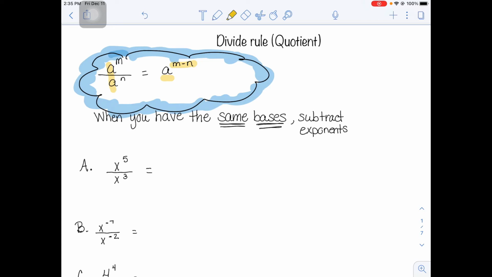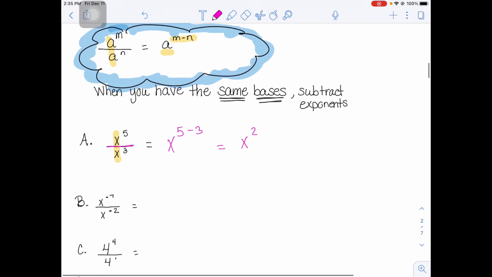So we have the same base here of x, so we're going to keep our x. And then it's 5 minus, think of this as a big minus, minus 3, so we get x to the second. Now let's look at our next one.